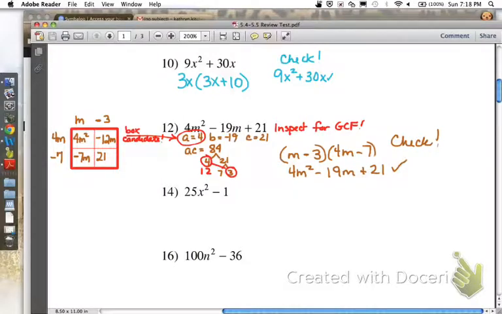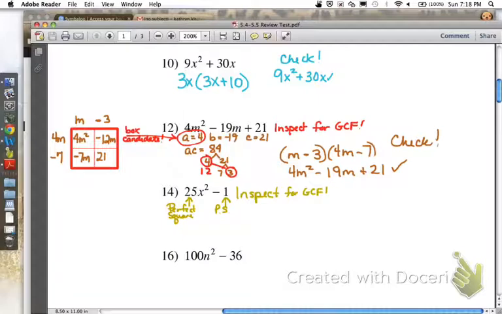Number 14, as you can see, is the difference between two perfect squares. I have a perfect square on the front door and a perfect square at the back door and a minus in the middle, and there is no GCF. But you should check to see if there is one. And as noted, these are both perfect squares.